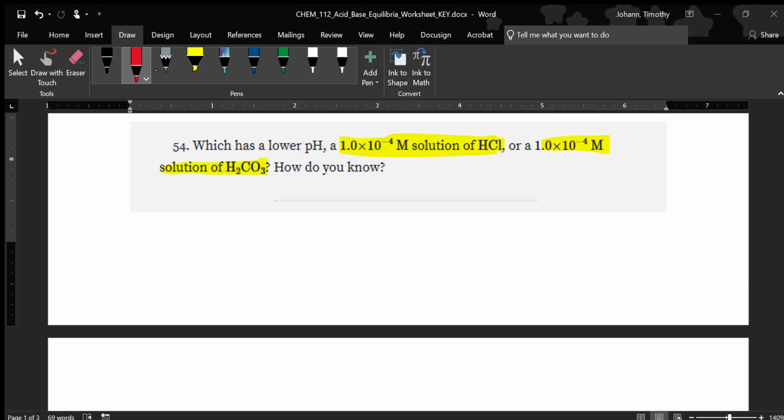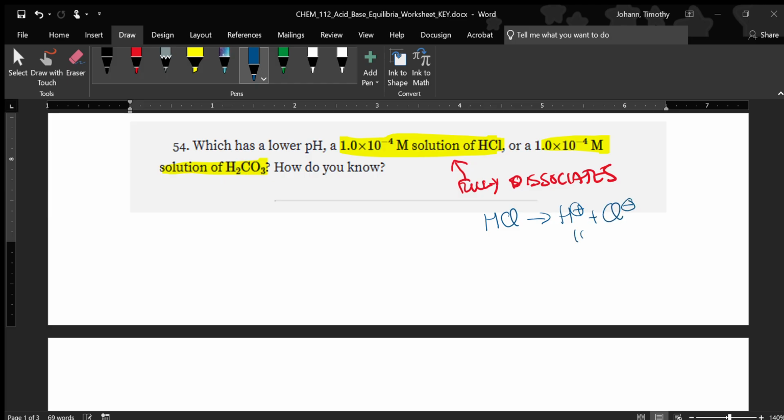So this one fully dissociates in water. So what that means is that if we write it out, HCl goes to H plus Cl minus, and we can think about it being 100% this. All right, which means that my concentration of H plus is going to be that. And if you do your negative log of the H plus concentration, I can do this one in my head, the pH is going to be equal to 4, okay? Because exponent.